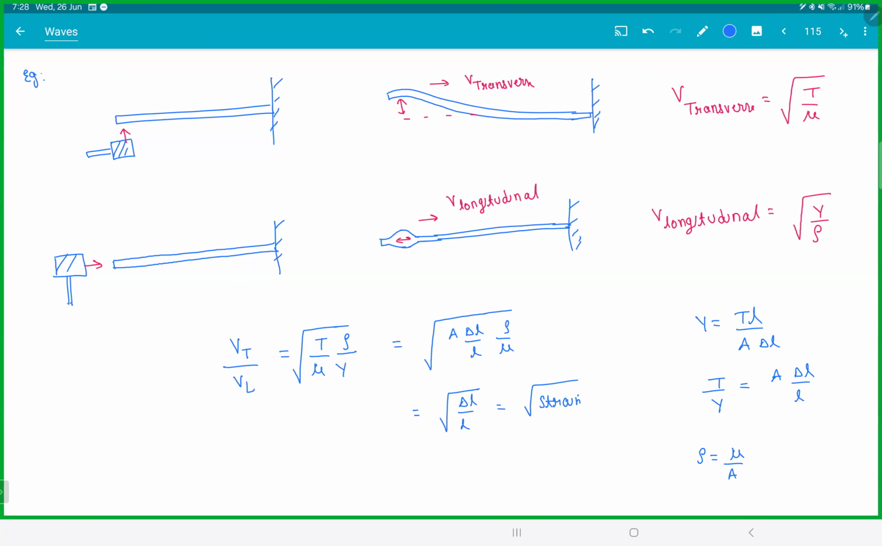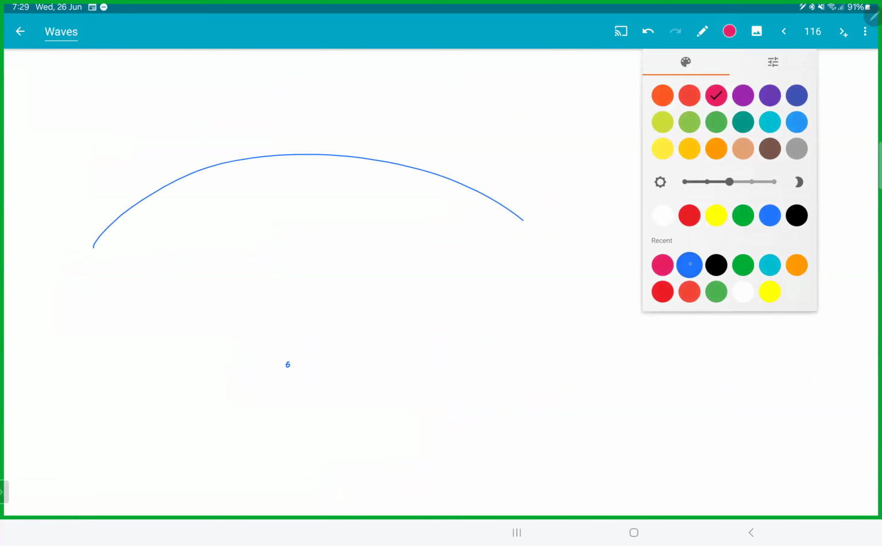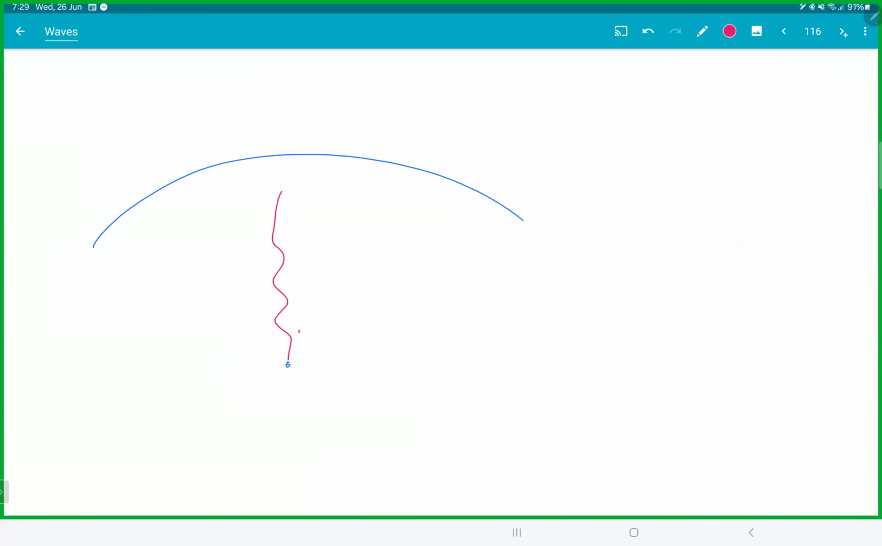This itself is a question. The ratio of a transverse wave in a medium and a longitudinal wave in a medium is root over strain. And both will travel with different speeds. In case of earthquakes, there is something called a P wave and S wave. Whenever earthquakes are generated, you get both transverse wave and longitudinal wave. There is one transverse wave which is traveling and one longitudinal wave which is traveling. Since both have different speeds, they will reach at different times.